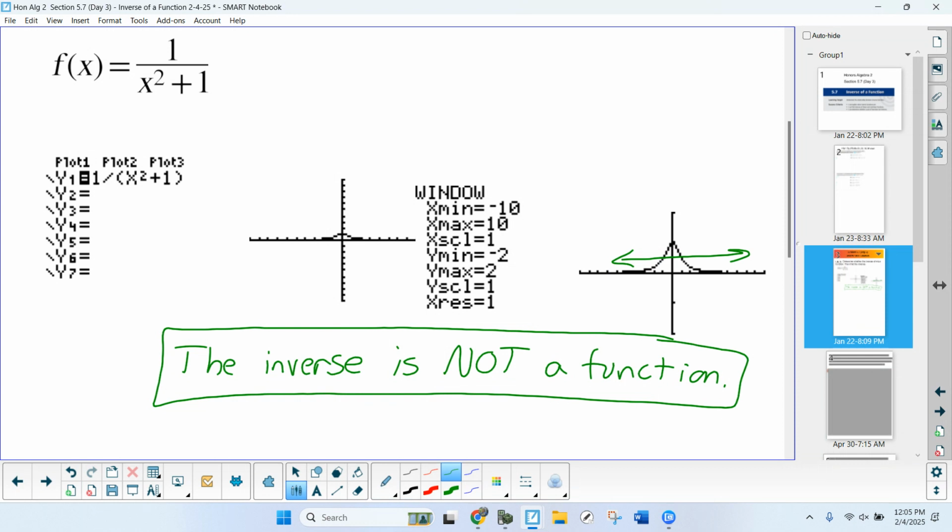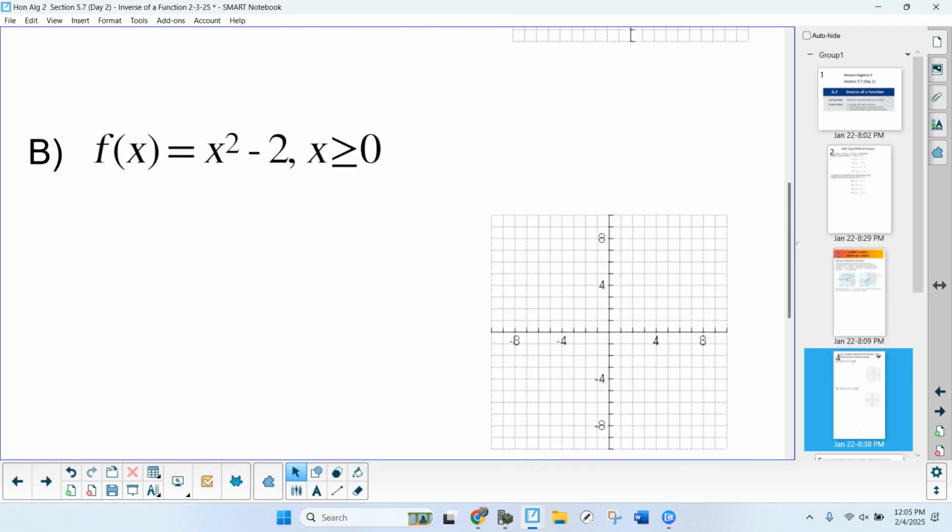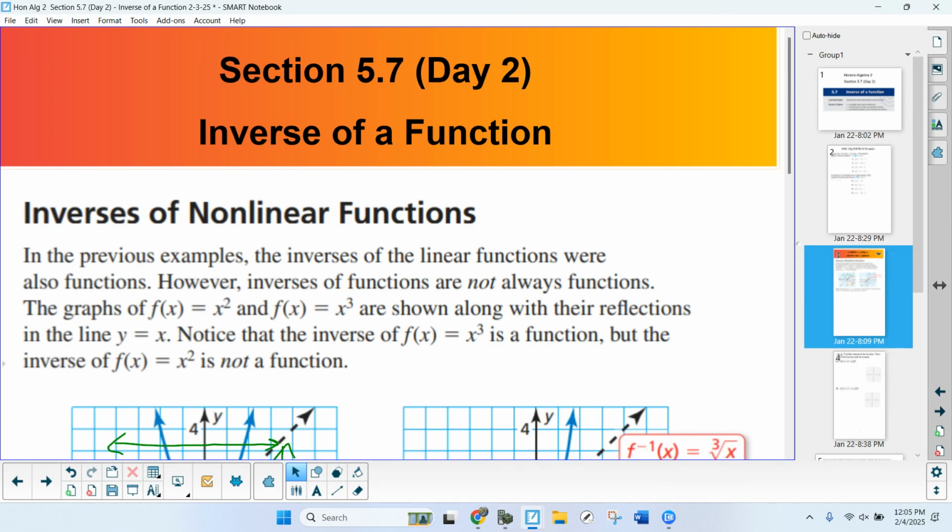What's the horizontal line test? The horizontal line test? Yeah. That was yesterday. Did you watch the video yesterday? Did I talk about the horizontal line test on the video? Yep. True. I just went over that. Horizontal line test. Right here.